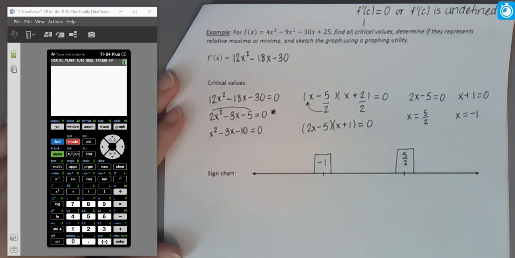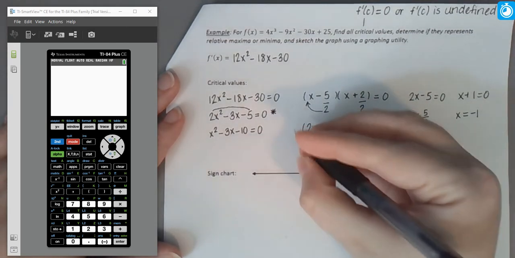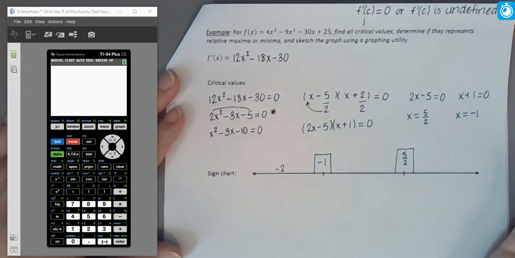Now, it doesn't matter what you pick, but you don't want to pick something that's going to be difficult to plug into a function. So ideally, pick small numbers, pick whole numbers whenever possible. So something less than -1, how about -2? That's an easy one. Something between -1 and 5/2, well, we've got options, but notice that 0 will also be between those, and 0 is pretty much always easy to substitute into a function.